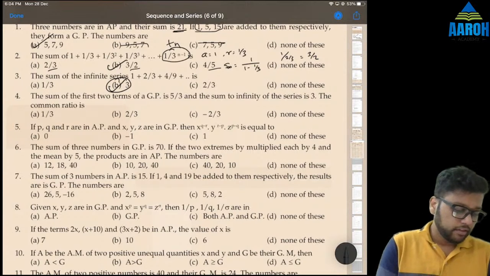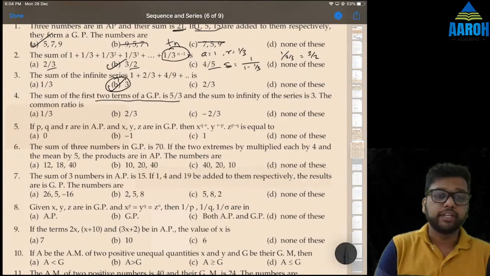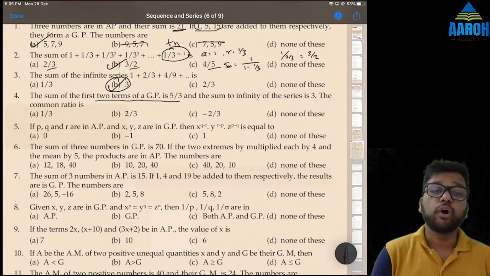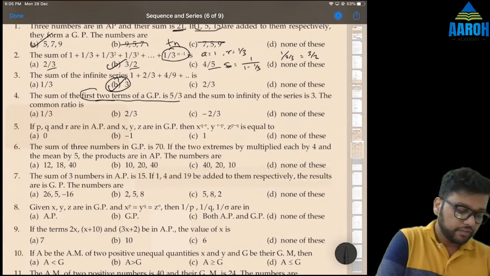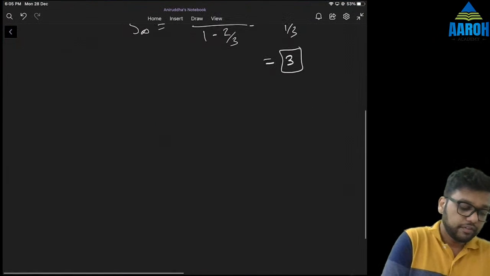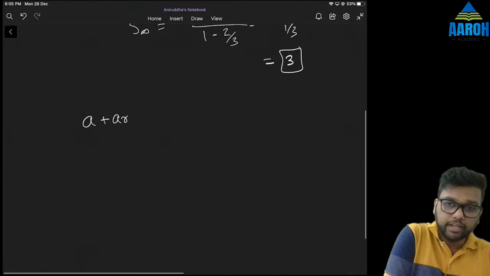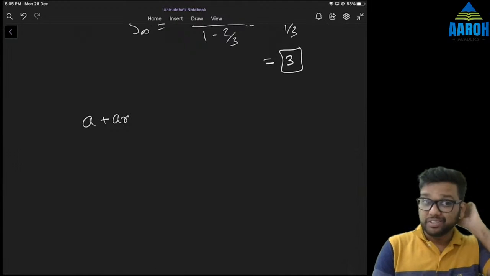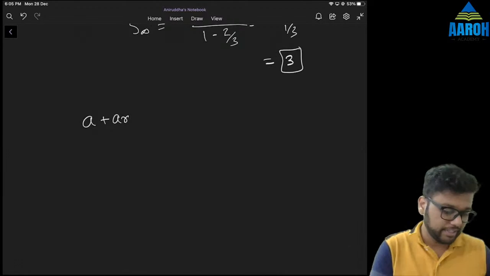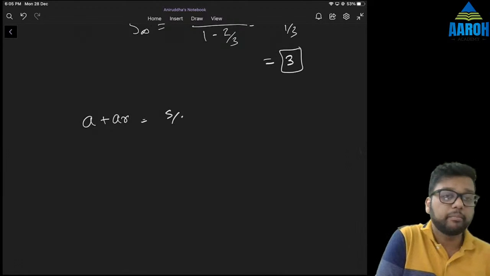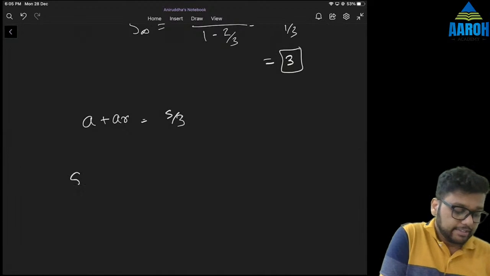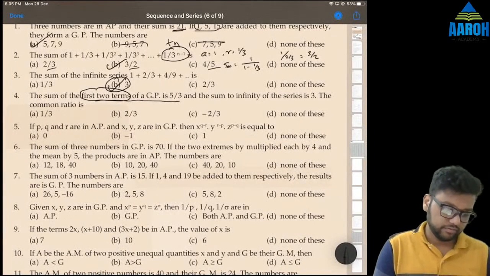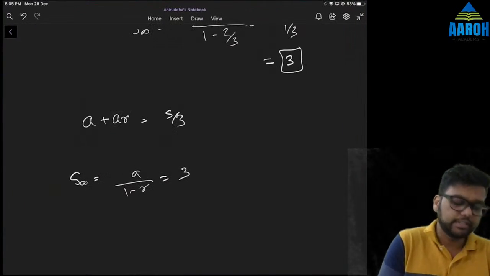Fourth, the sum of the first two terms of a GP is 5 by 3 and the sum to infinity of the series is 3. What is the common ratio? Sum of the first two terms, that means the first term is a, second term is ar. Good evening, Sanika. B is correct, Vaibhavi, for third. Fine. So for fourth, the sum of the first two terms is 5 by 3. That means a plus ar is 5 by 3 and S infinity, which is a upon 1 minus r, is 3.